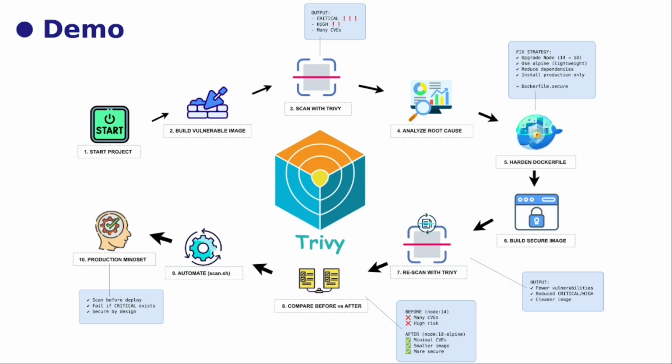Now let's run the demo. We execute the script, which will first build a vulnerable image and scan it. As expected, we can see many critical and high vulnerabilities. Next, the script builds a secure version of the image using a better base image and optimized configuration. It then scans the new image again.